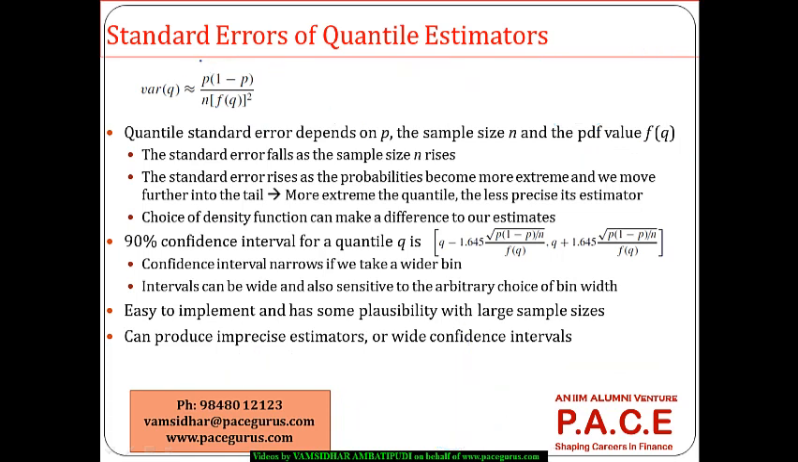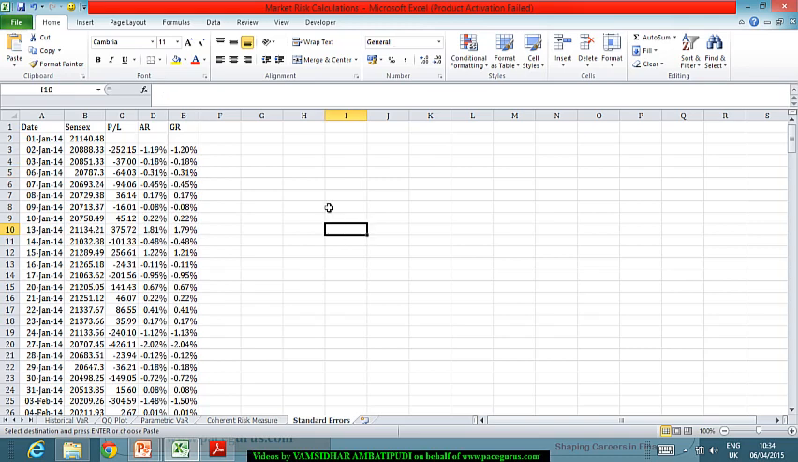Once I do the derivation of this result, what comes out is that the variance of Q can be found directly using P into 1 minus P divided by N into F of Q whole square. That is the simple way we will operate this out. Let me take an example that will simplify the process for us.